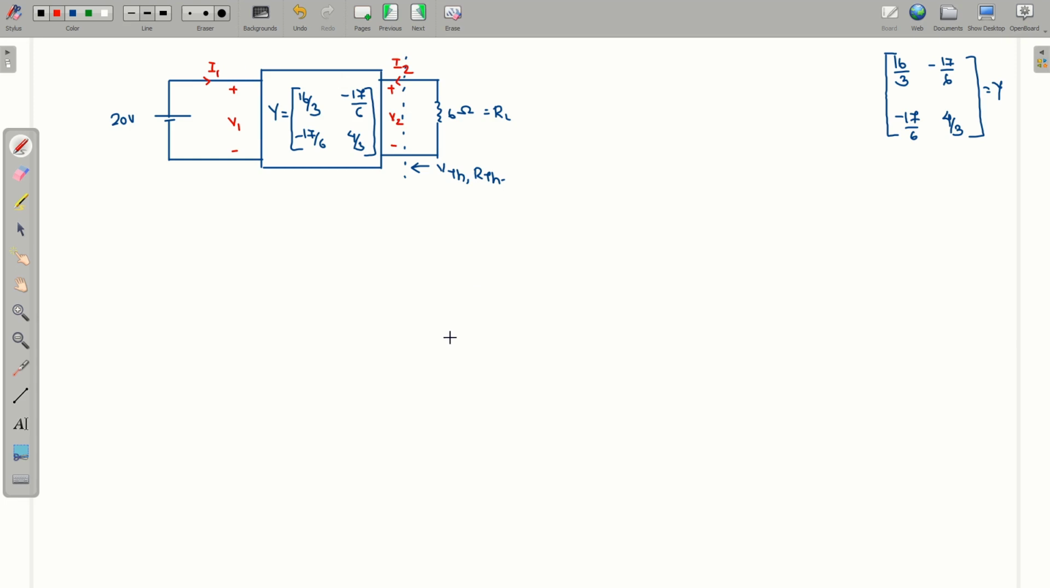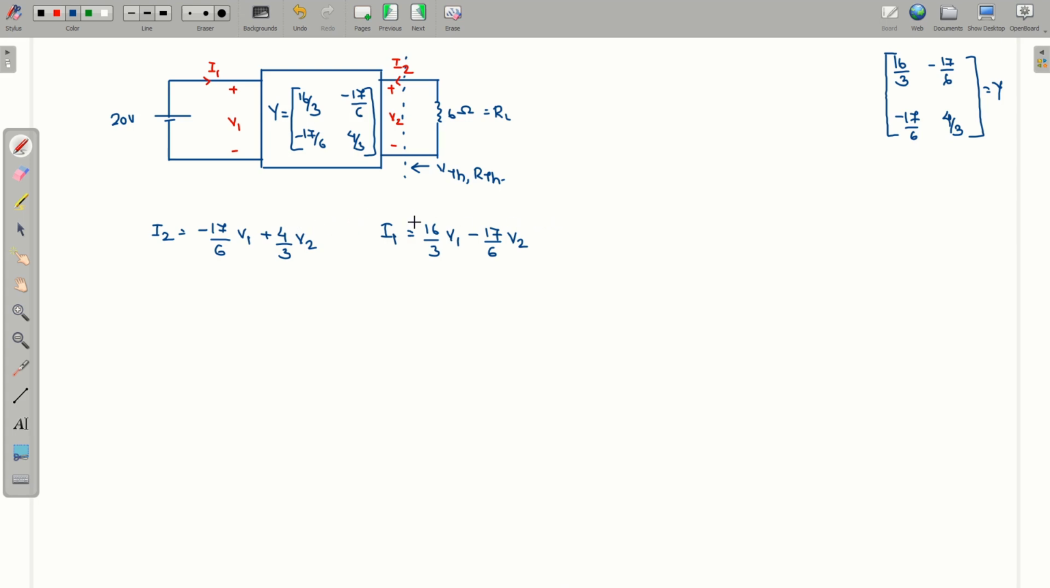So we know that if I write the Y parameter equation, I2 will be equal to minus 17 by 6 V1 plus 4 by 3 V2, and I1 will be equal to 16 by 3 V1 minus 17 by 6 V2. Okay, this we will have.